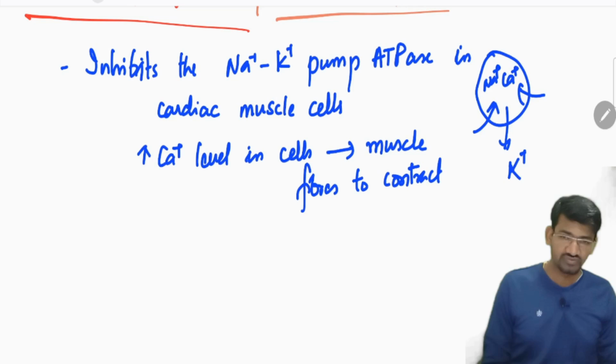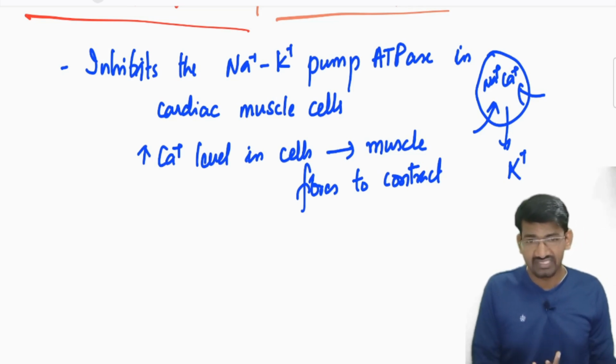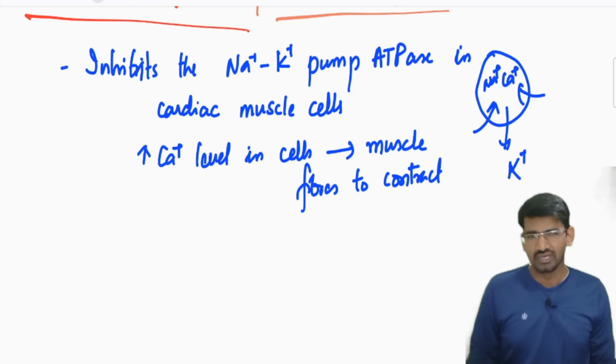So what happens because of the inhibition of this exchange of the ions, the calcium gets influxed into the cell and causes the contraction of the muscle. Especially this will take place in the cardiac muscle. So it is a cardiac glycoside.